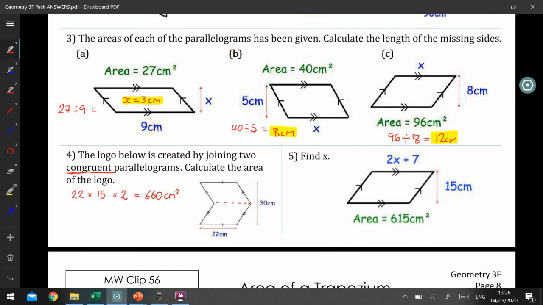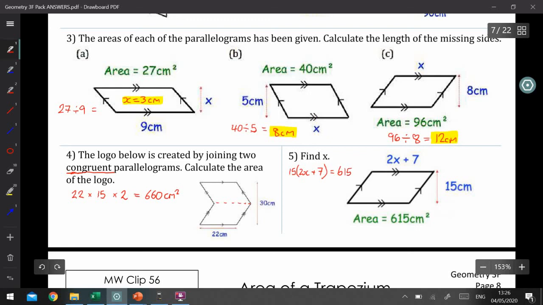Okay, and then on number 5 we've got an algebraic problem. We know that if we times the base by the height, we're going to get this area, so we're going to set that up as an equation. Now when I times something which is already 2 separate terms by a number, I'm going to put that number outside a bracket with the 2x plus 7 in. That's how we'd represent this as an equation.